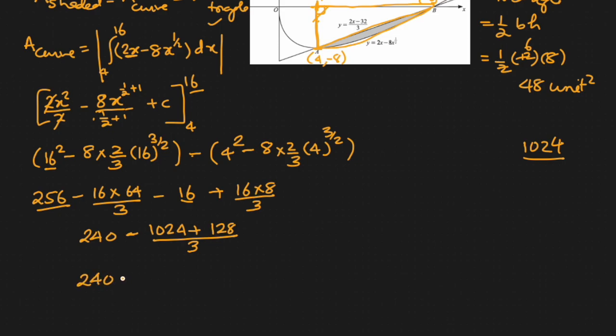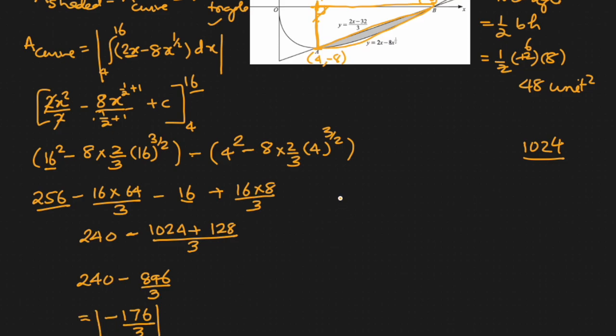240 minus 896 over 3. That comes out to be minus 176 over 3 units, but we'll have to take the absolute value.